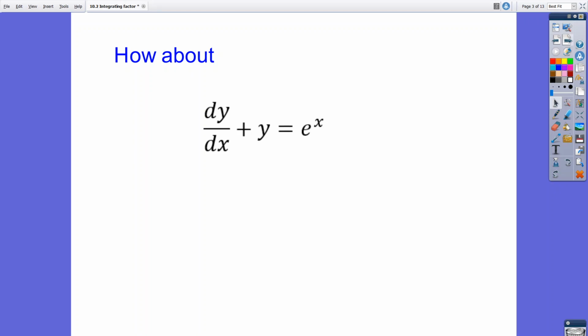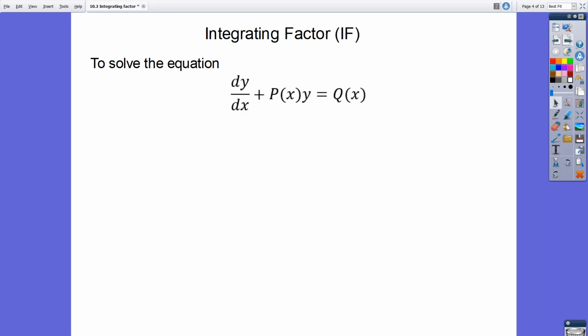So we have to have another technique. Now, the other technique we have is to find a factor such that we can turn our differential equation back into one which is exact. And this technique is called finding the integrating factor.